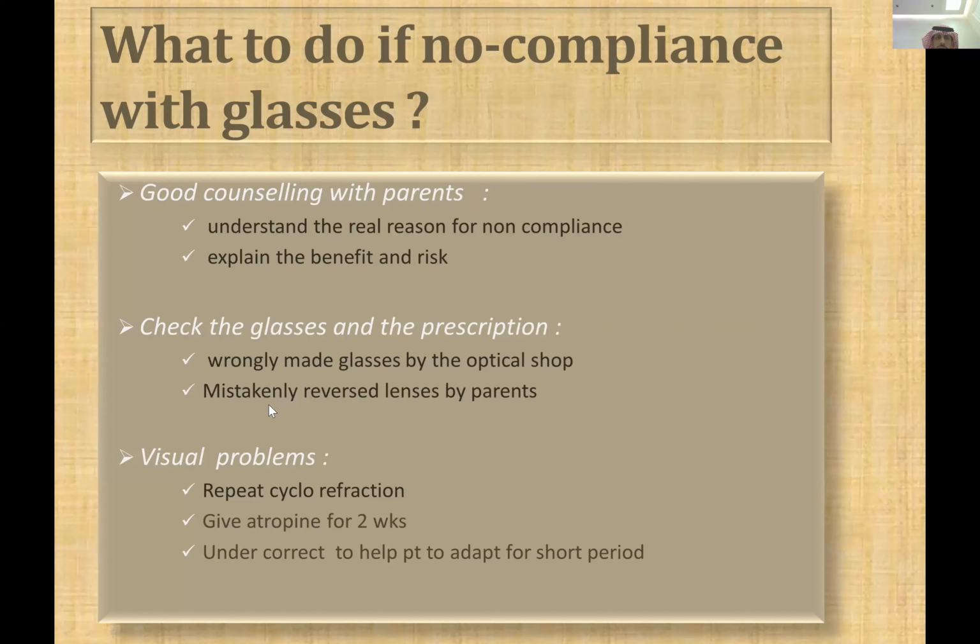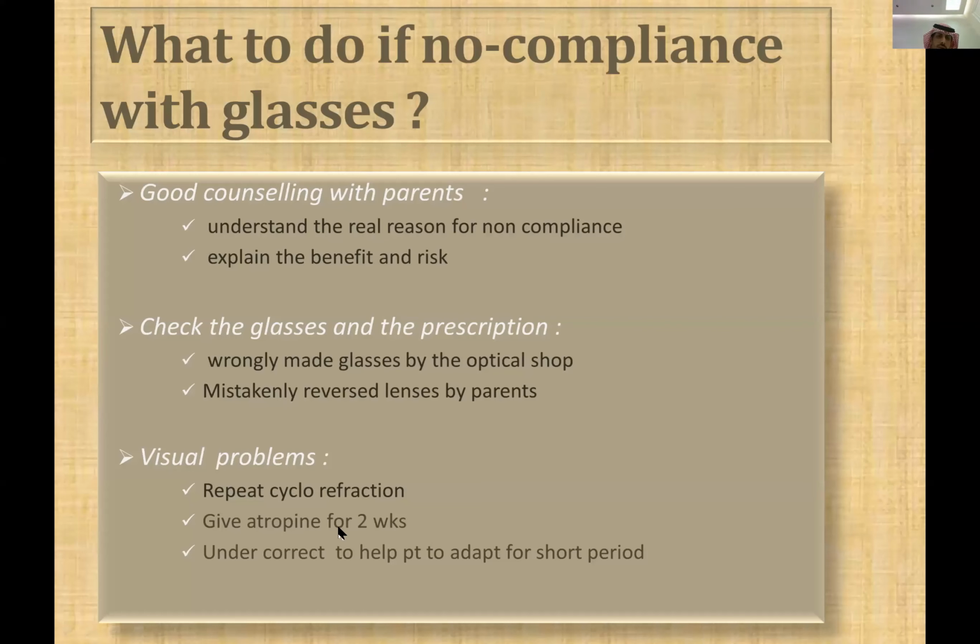Sometimes you find the lenses are mistakenly reversed by the parents, and this is very common. You find one of the lenses or both lenses fall down, and then it's reversed by the parents, or sometimes by the child himself. Like visual problem, if the child is not wearing because of not seeing well or has headache, you should repeat cycloplegic.